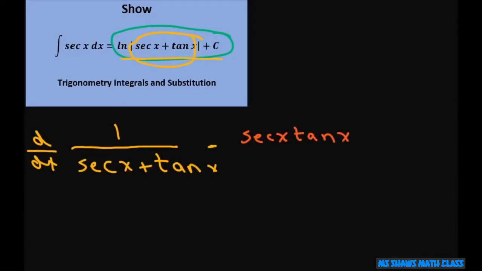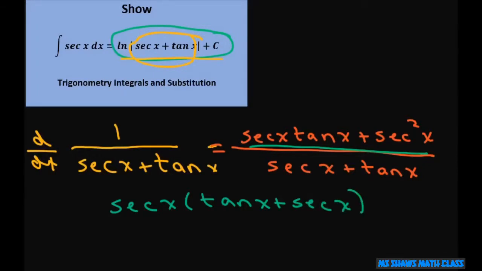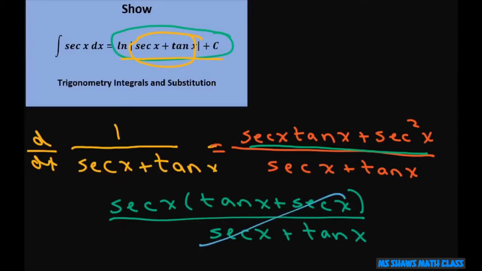And the derivative of tan x is secant squared of x. And then we have that all over our denominator, secant x plus tan x. Now, let's factor out a secant x. You're going to get tan x plus secant x, and divide that by our denominator, which is secant x plus tan x, and these two cancel, so we get back to our left-hand side of the equation. So either way is how you would show that.